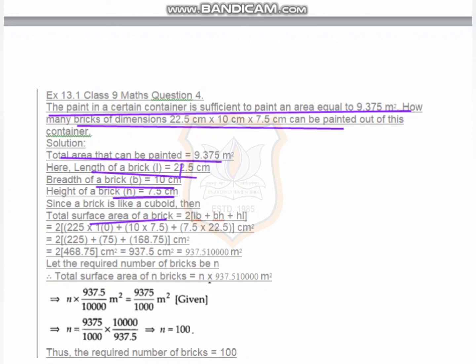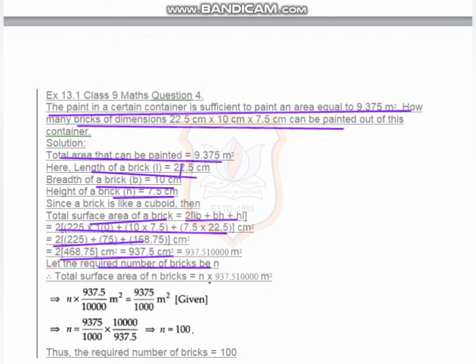First of all, TSA equals 2 into (LB plus BH plus HL). Putting the values, it equals 2 into (22.5 into 10 plus 10 into 7.5 plus 7.5 into 22.5). By solving this we get the value 937.5 centimeters square.